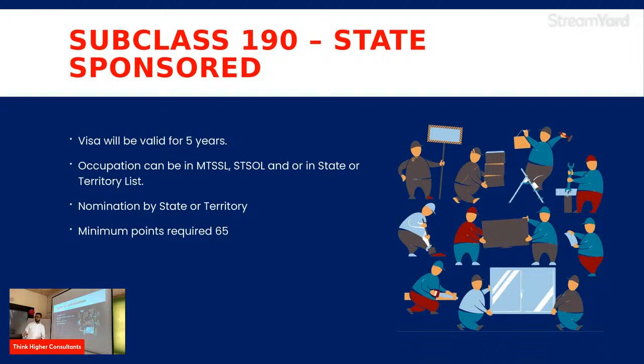Minimum points requirement again is 65. So if you have 50, states give you 15 points more, so it's altogether 65, which you need to meet. And just beg your pardon, for 190, you need minimum 60, and the state gives you 5 points. It's for 491, which is the next slide, where you need to have minimum 50 points, and then the state gives you 15 points. Let's go to the 491 now.